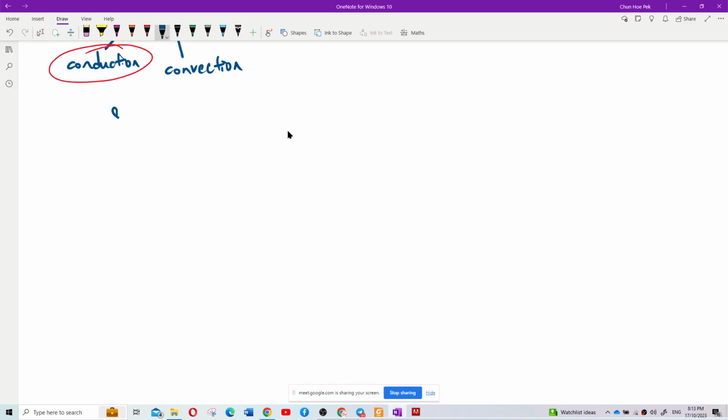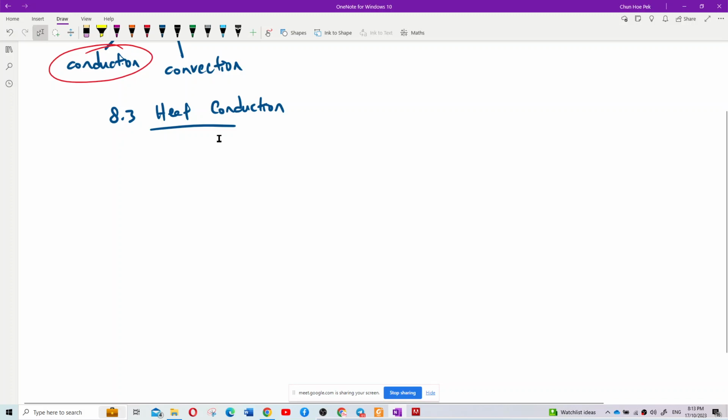8.3 heat conduction. Right now I also feel I'm warming up. I need time to warm up to teach, so I need heat conduction right now.